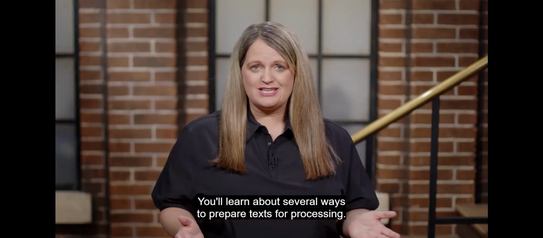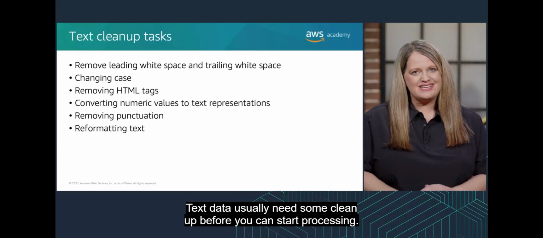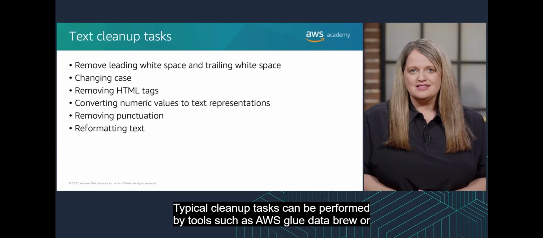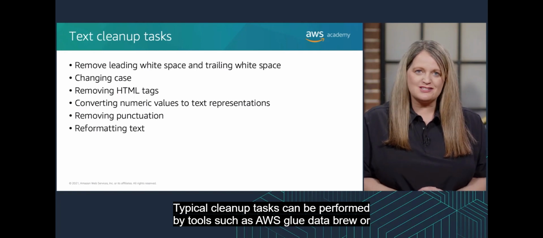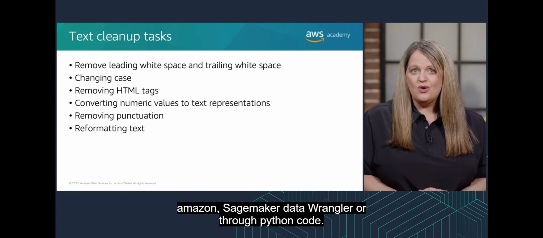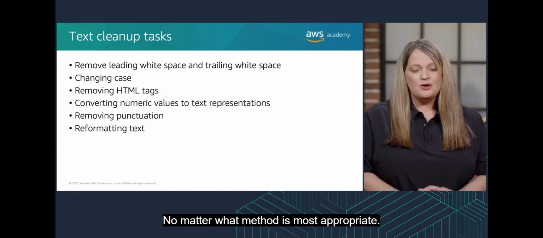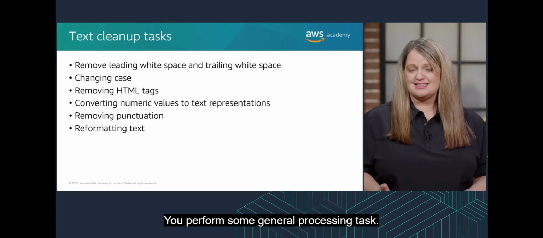Welcome back. In this video, you'll learn about several ways to prepare text for processing. Text data usually needs some cleanup before you can start processing. Typical cleanup tasks can be performed by tools such as AWS Glue DataBrew or Amazon SageMaker Data Wrangler, or through Python code. No matter what method is most appropriate, you perform some general processing tasks.